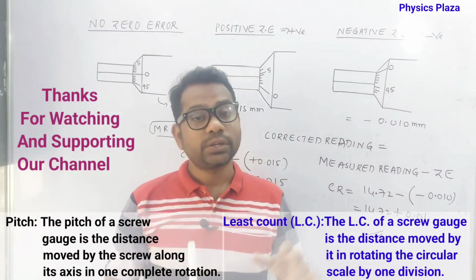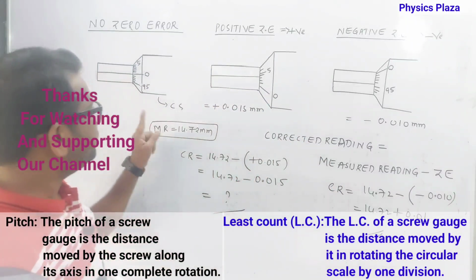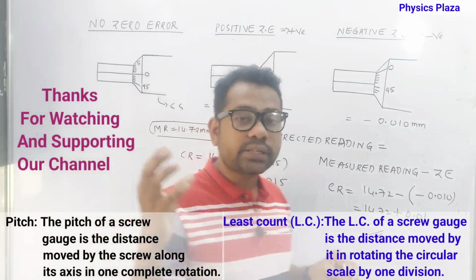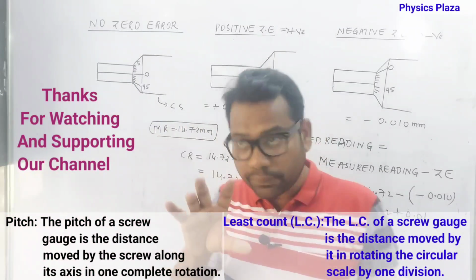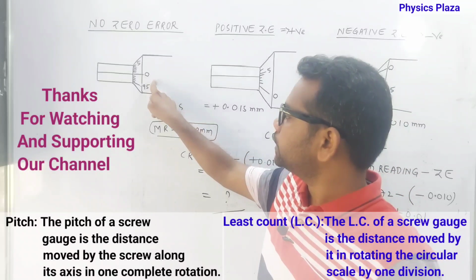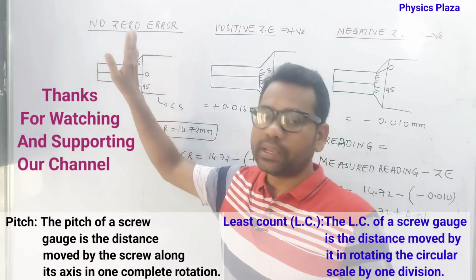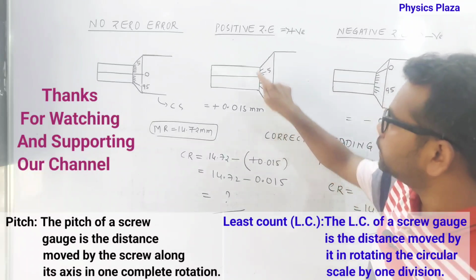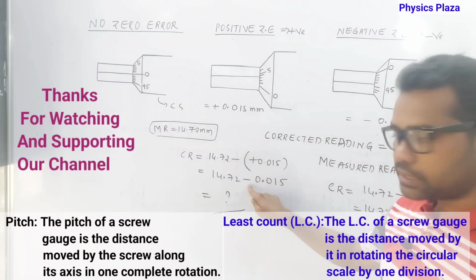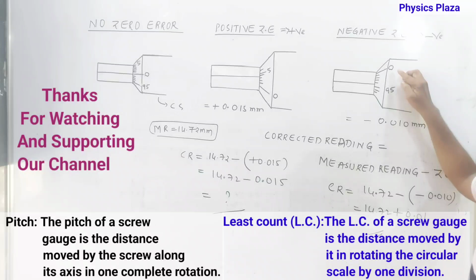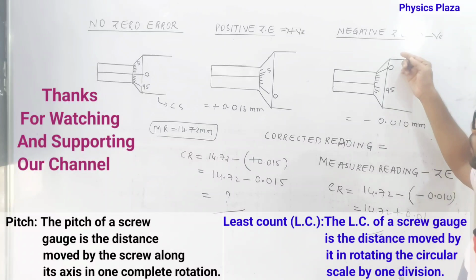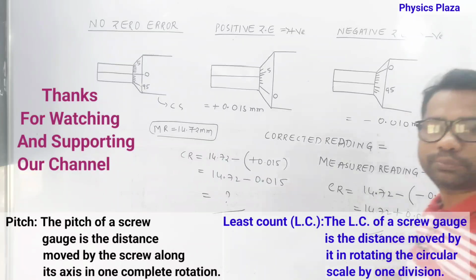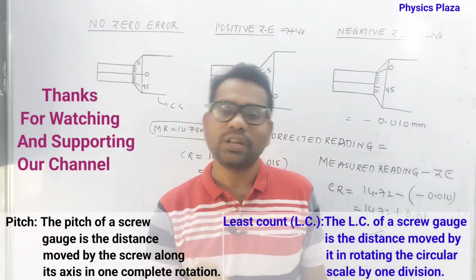Okay, children, here we have three types of errors. When the screw and stud are brought in contact, if the zero of the circular scale coincides with the baseline, it is said to have no zero error. If the zero of the circular scale is lying below the baseline, it is said to have positive zero error, and the correction is negative. If the zero of the circular scale is lying above the baseline, it is said to have negative zero error, and the correction is positive. Okay, children, this is all about the screw gauge.